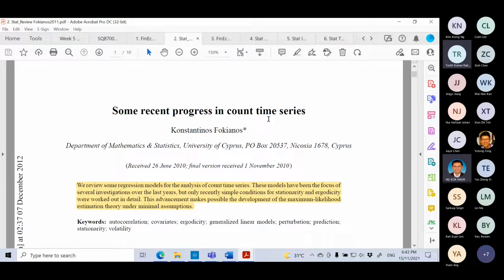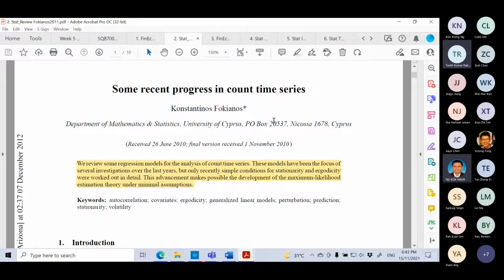After that, they provide some properties, because this one concentrates on count time series models. Because you study time series data, you want to study the stationarity of the model itself, so this paper concentrates on that. After that, in statistics, when you want to estimate the parameters, they derive the maximum likelihood estimation theory under minimum assumptions. So these are the survey papers on this particular research topic.